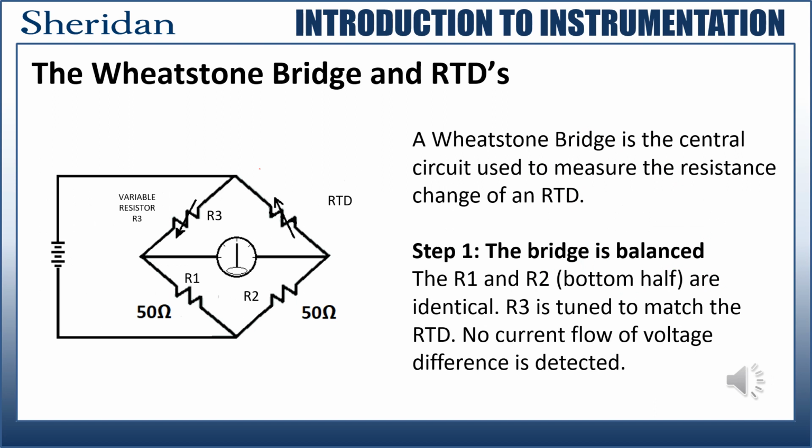Now that we have a basic understanding of the Wheatstone bridge's operation, we can use it in an RTD circuit. Wheatstone bridges are the central circuit used to measure resistance change of an RTD. In this circuit, we have moved the variable resistor R3 from the right leg to the left leg, and we have replaced the variable resistor on the right leg with an RTD. The two resistors R1 and R2 below the bridge are exactly matched. Now, R3's resistance must match the RTD's resistance to have a 0 reading on the voltmeter.